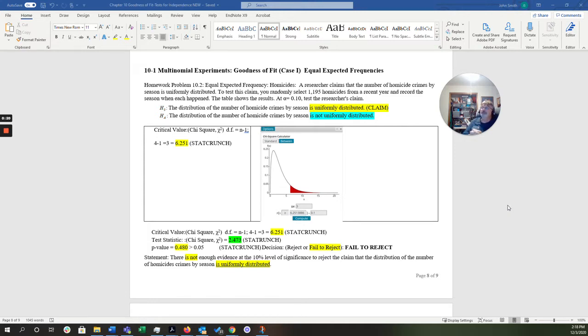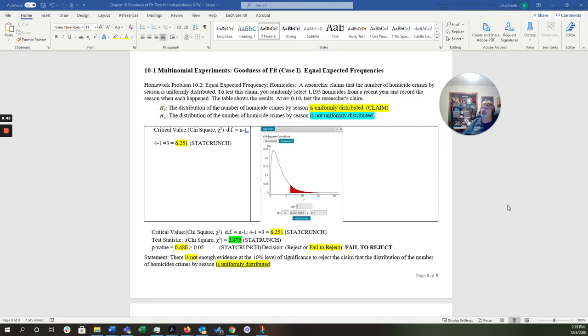And it says, a researcher claims that the number of homicide crimes by season is uniformly distributed. To test this claim, you randomly select 1,195 homicides from a recent year and record the season when each happened. The table shows the results. At alpha equals 0.10, test the researcher's claim.